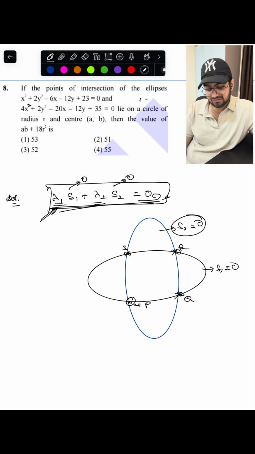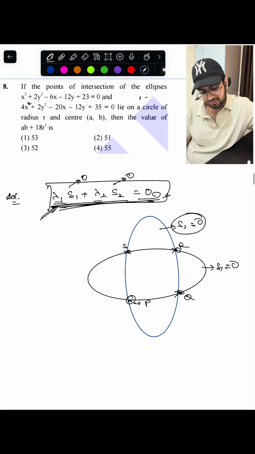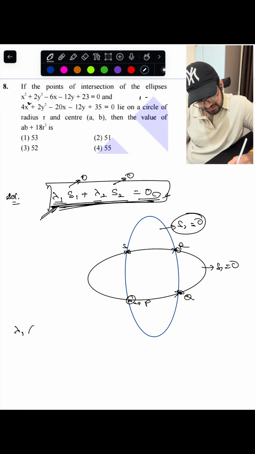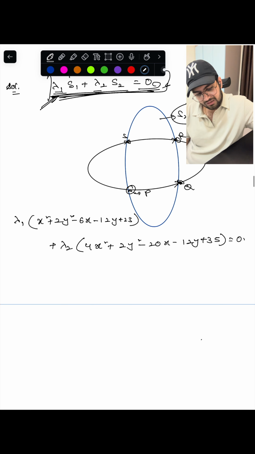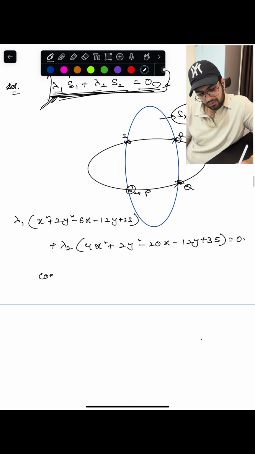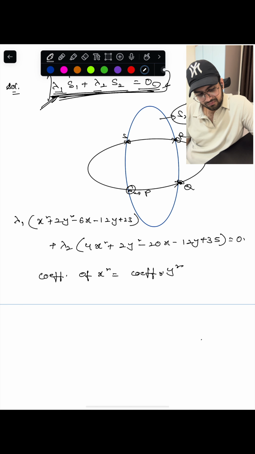So how to solve this? So lambda 1 S1 plus lambda 2 S2 equals to 0. So what I do is lambda 1 times of, I can write x square plus 2y square minus 6x minus 12y plus 23, plus lambda 2 times of 4x square plus 2y square minus 20x minus 12y plus 35 equals to 0, right? Now if this has to be a circle, we already know that in a circle the coefficient of x square should be equal to the coefficient of y square.